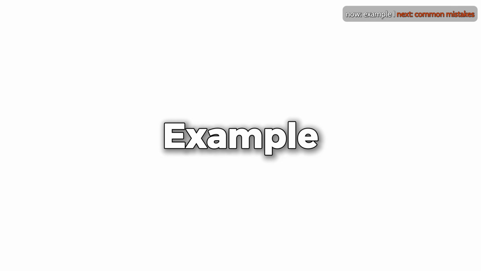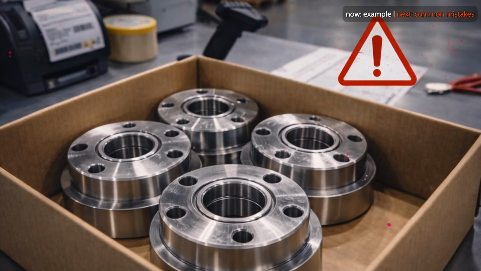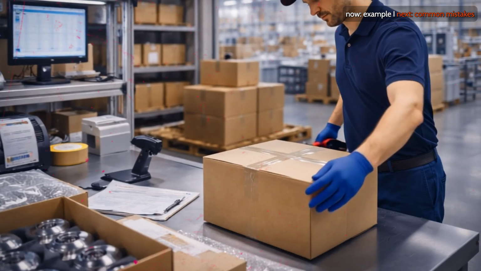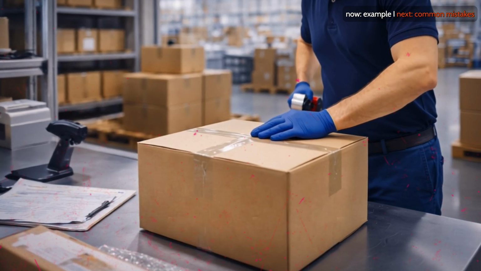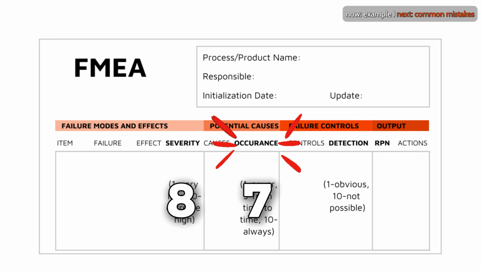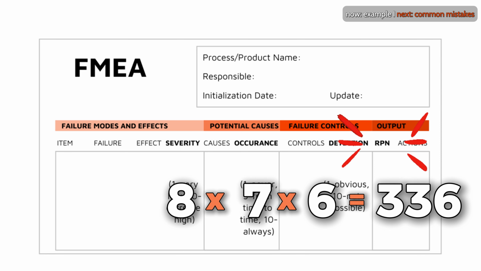Let's look at how FMEA is used in practice, using the scratches case. The team reviews the packaging process. One identified failure mode is components scratching each other during packaging or transport. The risk is evaluated. Severity: 8, because damaged parts lead to customer complaints and rejected shipments. Occurrence: 7, since components are packed without separators. Detection: 6, scratches are usually discovered only by the customer. The RPN is 336, which indicates a high risk.